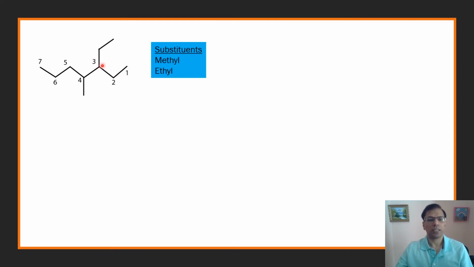This is the right way. So in all my examples, I have shown the correct numbering so that you remember what is the correct way to do this. Now come up with the name. The ethyl group is on carbon 3 and the methyl group is on carbon 4. So these are the two substituents. So find the parent chain, list the substituents, and then start writing. There are 7 carbon atoms in the parent chain, so it is heptane, and you list the substituents in alphabetical order. So it's 3-ethyl-4-methylheptane.